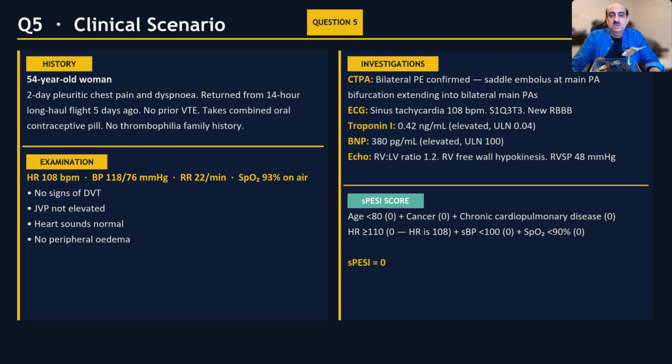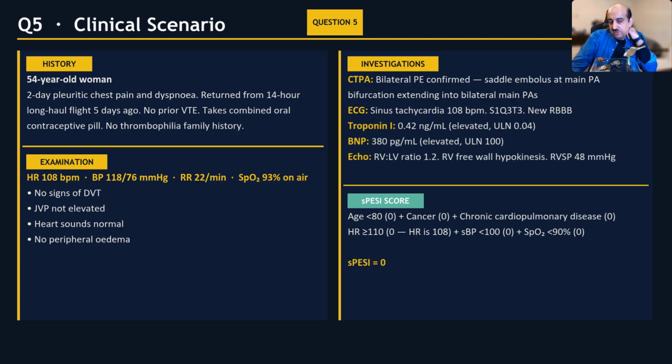And finally, question number 5, clinical scenario. A 54-year-old woman presenting with a 2-day history of pleuritic chest pain and dyspnea, returned from a 14-hour long-haul flight 5 days ago, no prior history of venous thromboembolism. She has been taking the combined oral contraceptive pill, and there is no family history of any thrombophilic disorders.